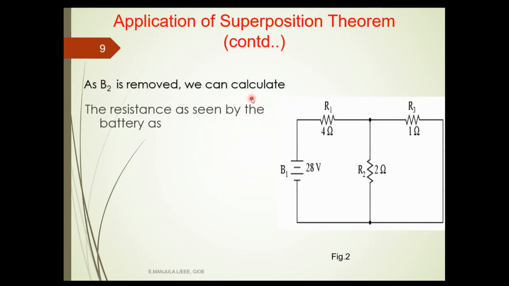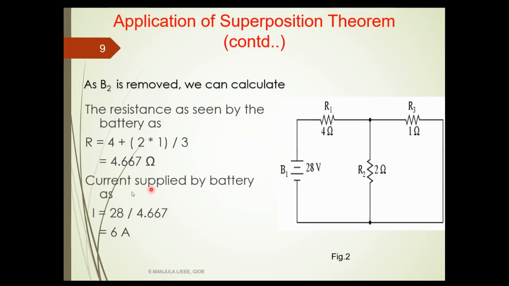As B2 is removed, we can calculate the resistance as seen by the battery. From the battery side, the total resistance R is equal to 4 plus the parallel combination, 2 into 1 divided by 3, which gives a total resistance of 4.667 ohms. Now we can find the current. The current supplied by battery V1, I, is equal to 28 divided by 4.667, which is equal to 6 amps.